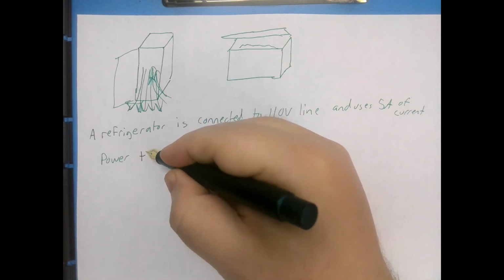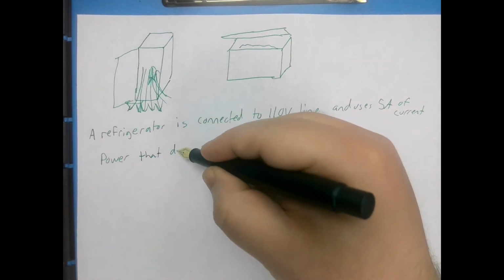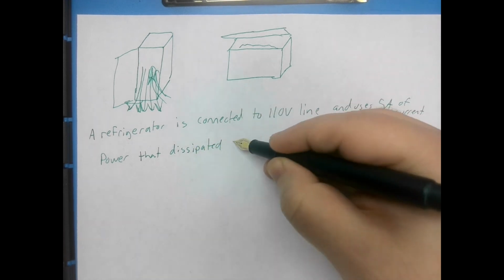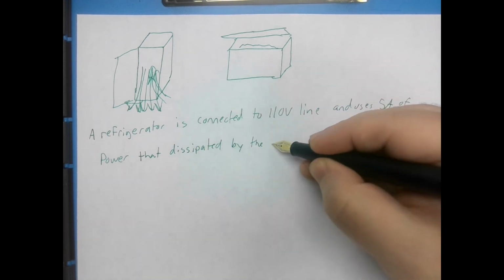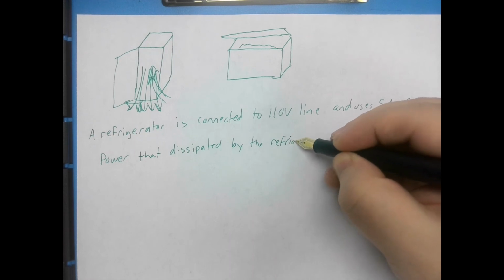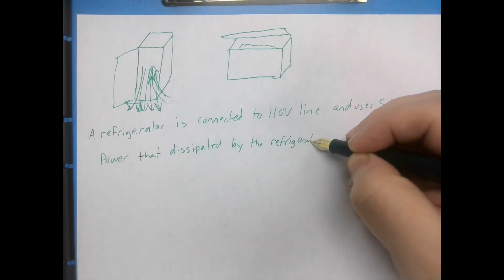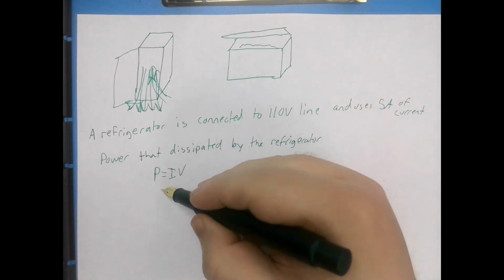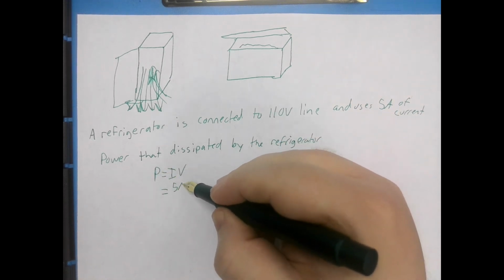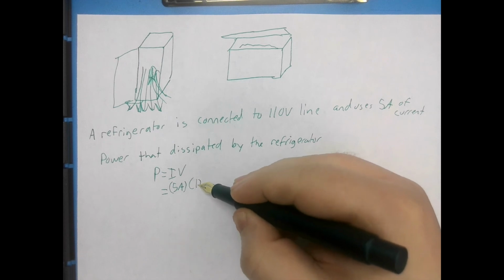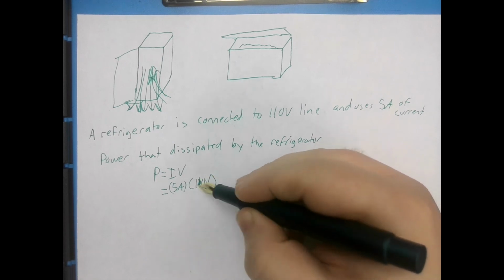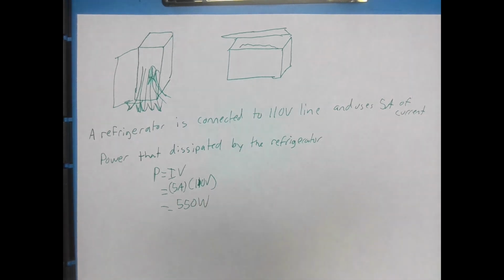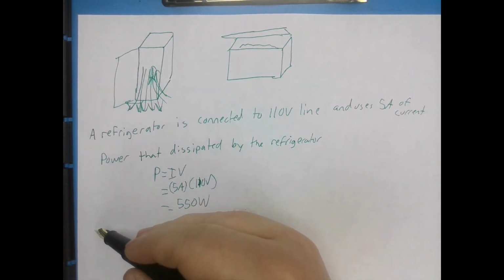So the power that is dissipated, meaning lost due to heat by the refrigerator, we can solve that by P equals IV. The current is 5 amps. The voltage is 110 volts. That's 550 watts. We can calculate the resistance too.